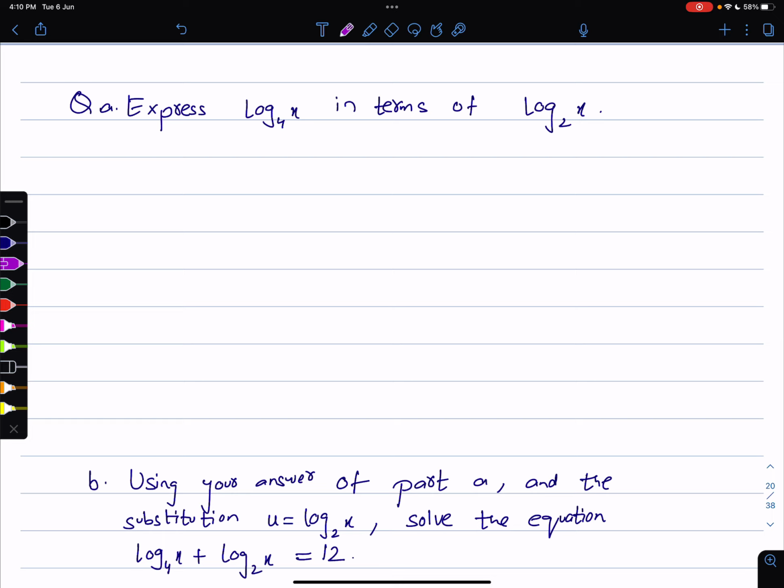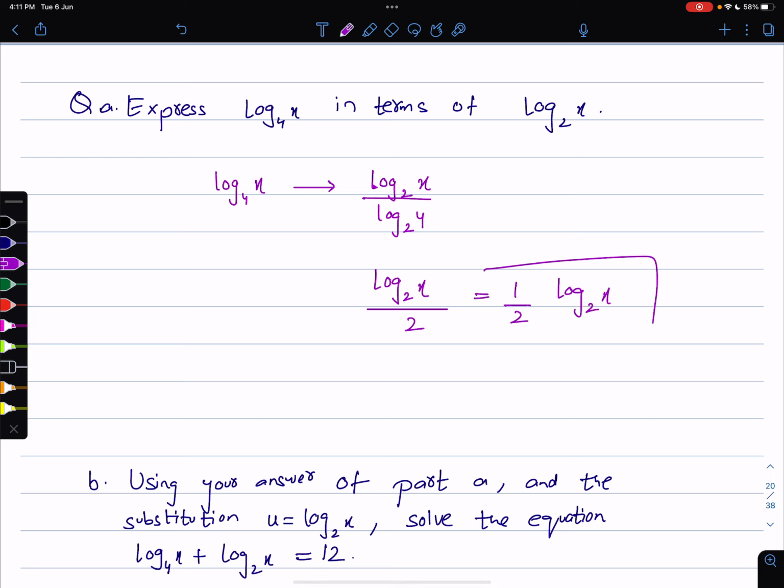Let's consider another example in which we have been asked to express log to the base 4 of x in terms of log to the base 2 of x. So log to the base 4 of x needs to be expressed in terms of log to the base 2 of x. So we can write log to the base 2 of x divided by log to the base 2 of 4. Log to the base 2 of 4 has a value and that value is 2. So this is half times log to the base 2 of x.